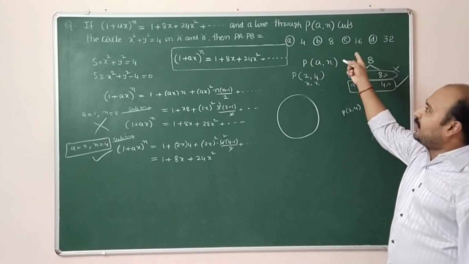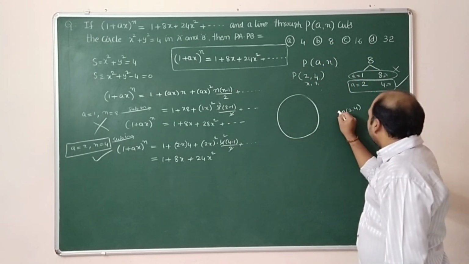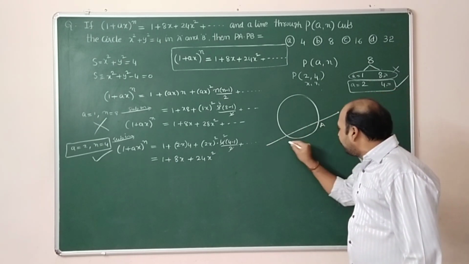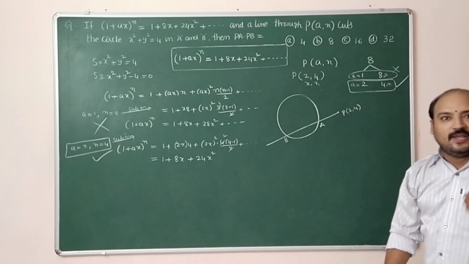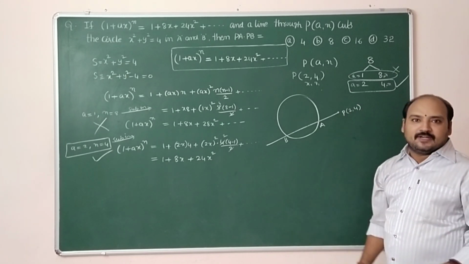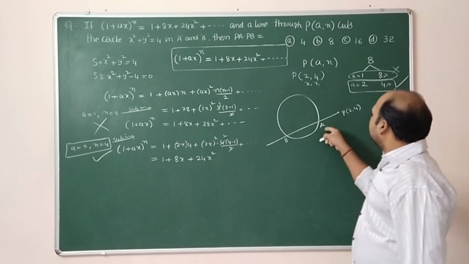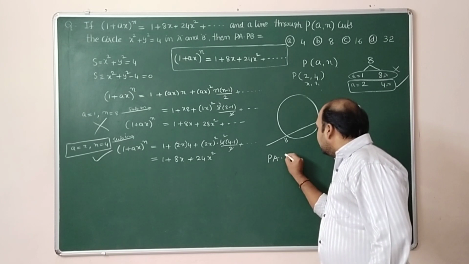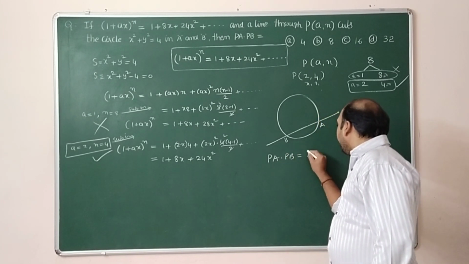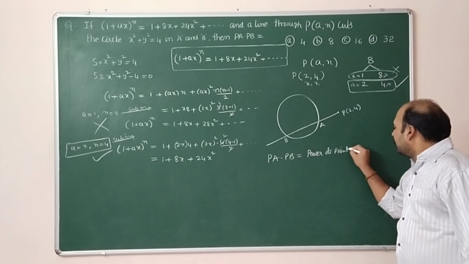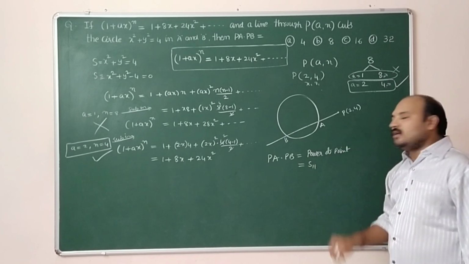A line through the point P which cuts the circle in two different points A and B respectively. Whenever the line cuts at two different points, we have an important point. Then PA into PB is equal to the power of the point. Power of point is denoted by S11.